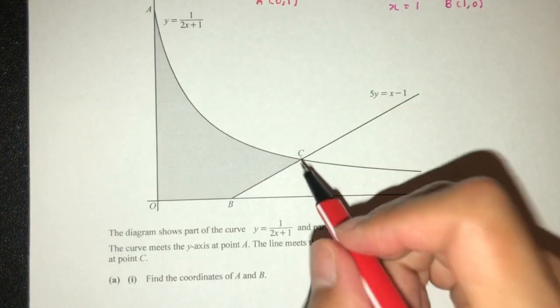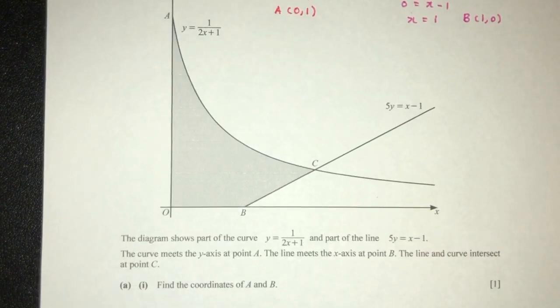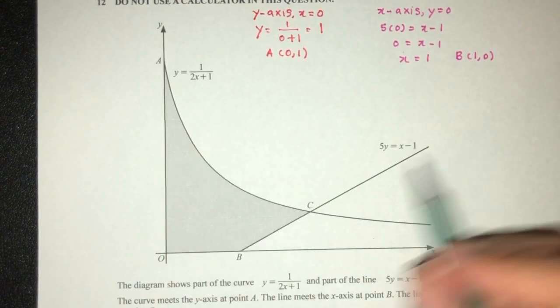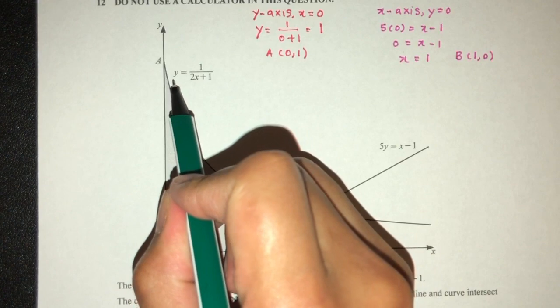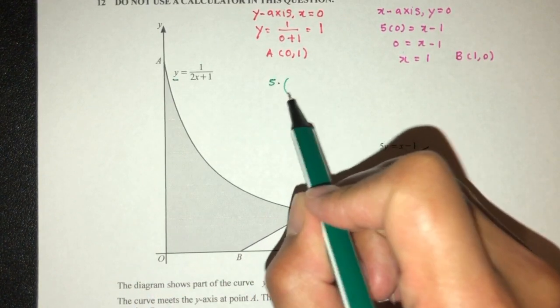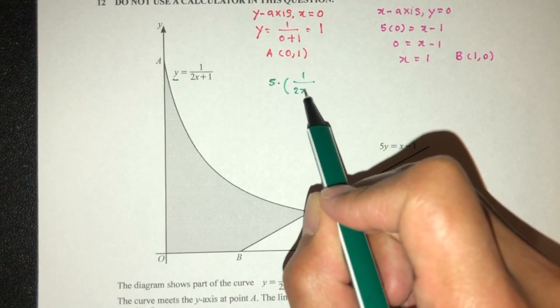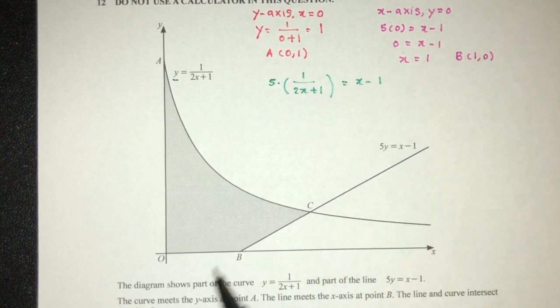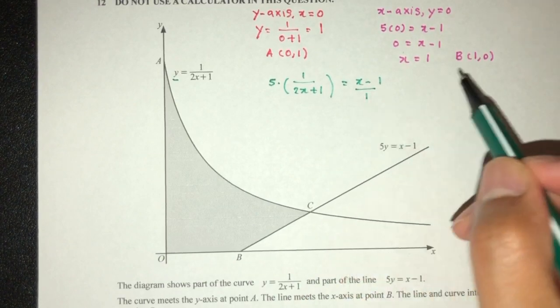And here we have to find the point C. How would you find that? Also pretty easy. It is the point of intersection between the curve and the straight line. Here we have y as subject already. Replace in this one, you will have 5 times y, 1 over 2x plus 1, is equal to x minus 1. Now we can obviously cross multiply to see what happens.